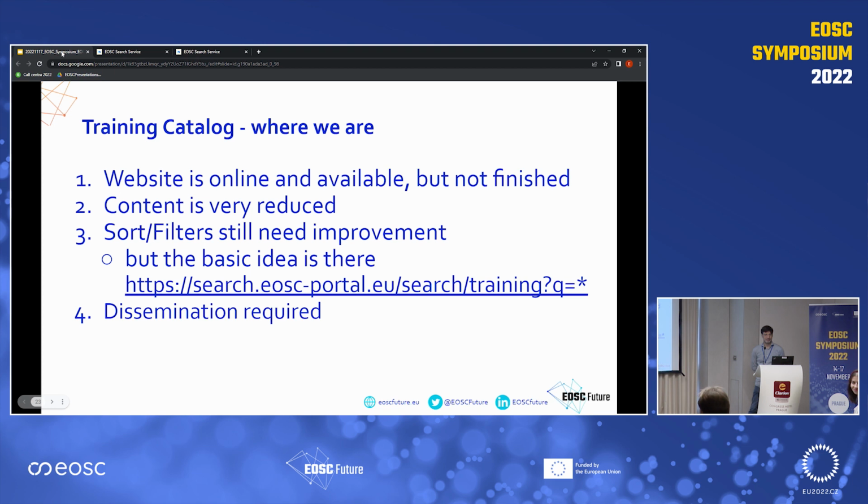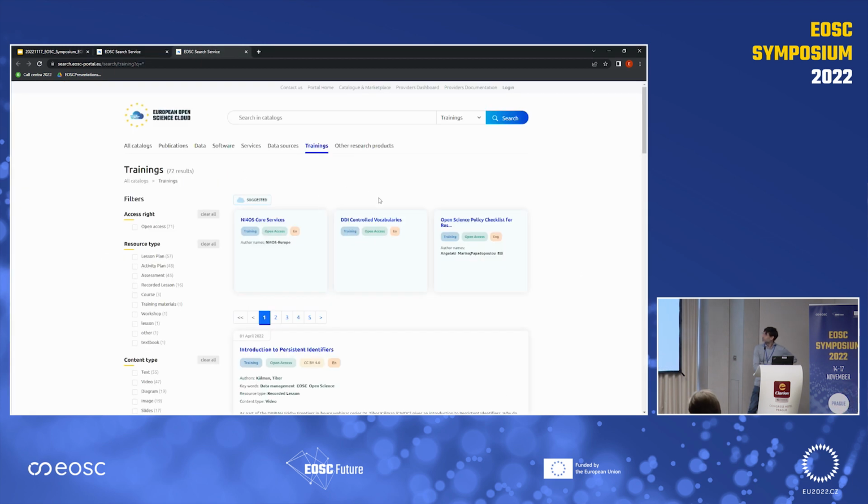Okay, the question was quite simple actually. On the screenshots you've shown, there were trainings about RDM, for example. So it's not that it's not EOSC related, but is the purpose to have trainings about EOSC specifically or RDM in general? Because this seems really large.